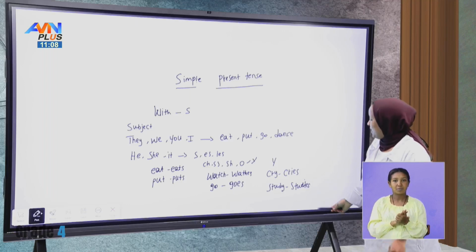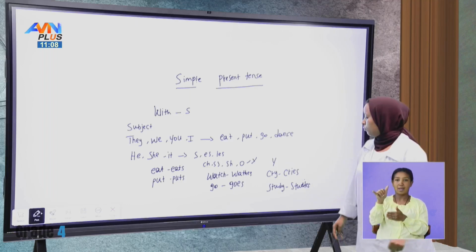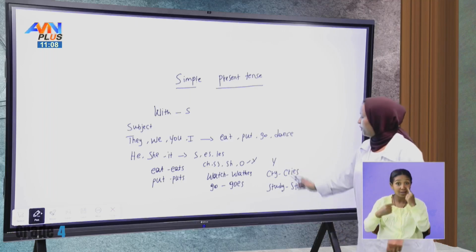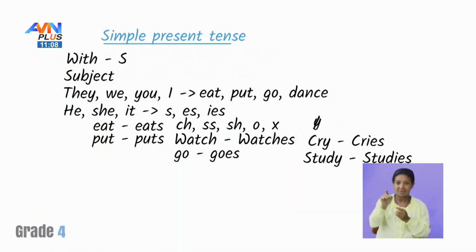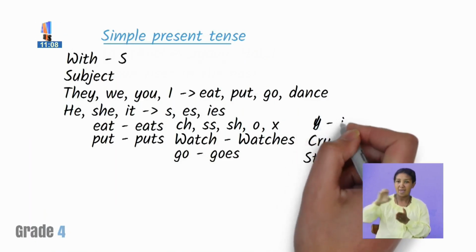The next one is Y. Here, students: cry. Here, we just cancel Y and add IES.